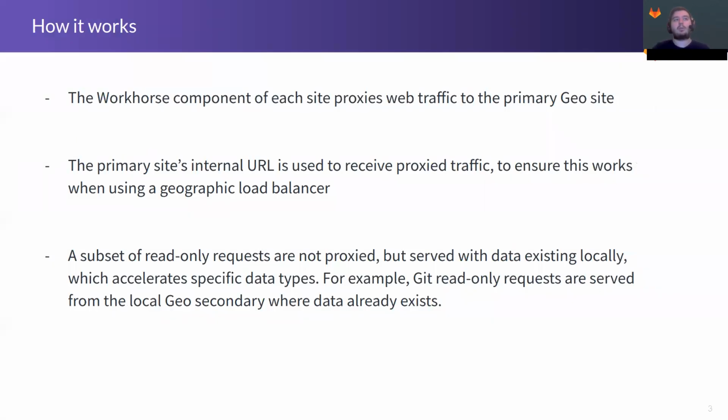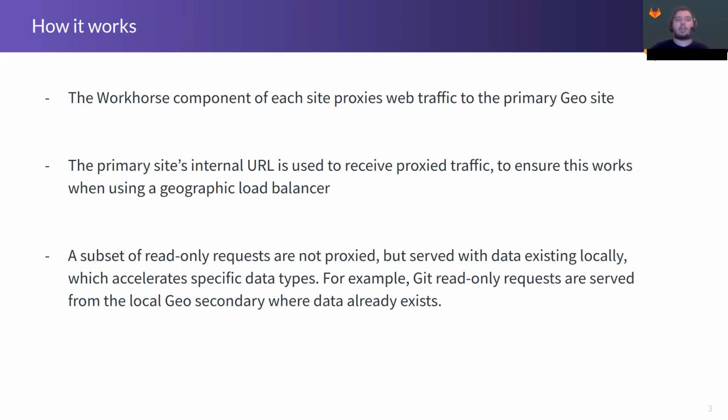How it works, well, the workhorse component for each geosecondary site proxies the web traffic to the primary geosite using the primary site internal URL to proxy that traffic, just to make sure this works with a geographic load balancer as well, since the primary has to receive this traffic.